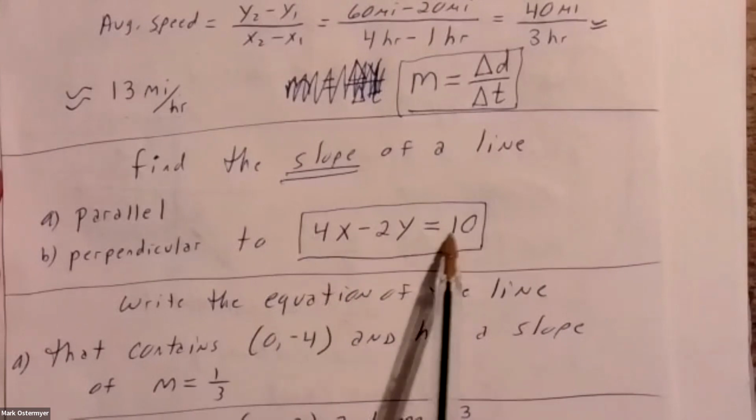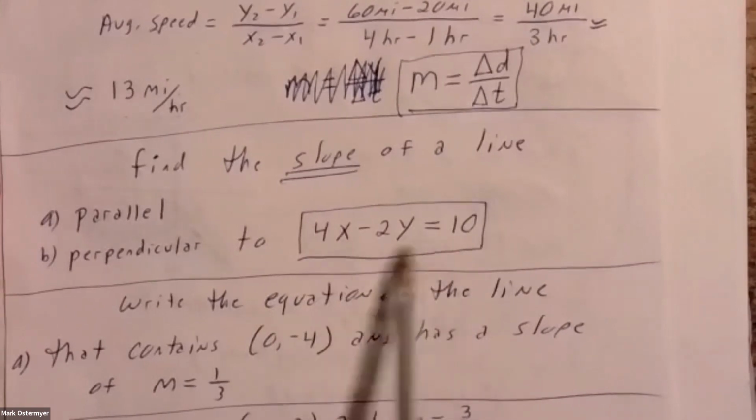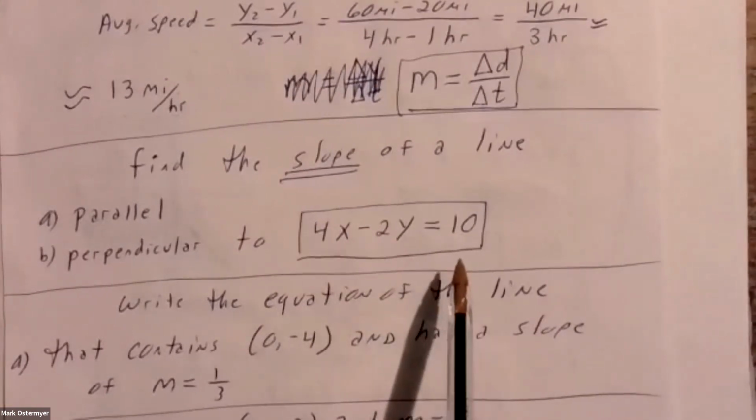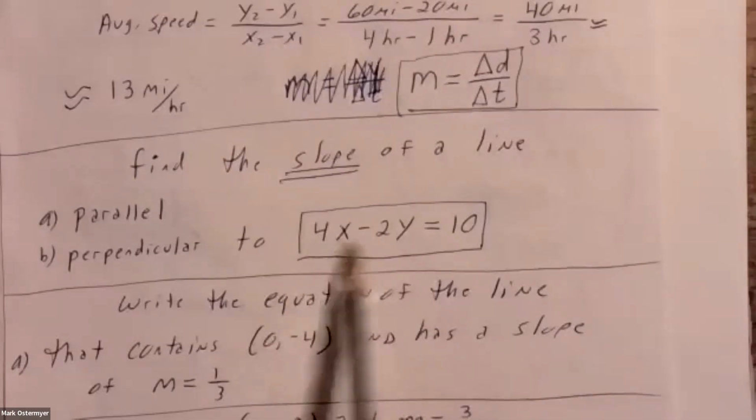How can I find the slope of this line? And what form is this linear equation or linear function in right now? Standard. This is standard form. All right.